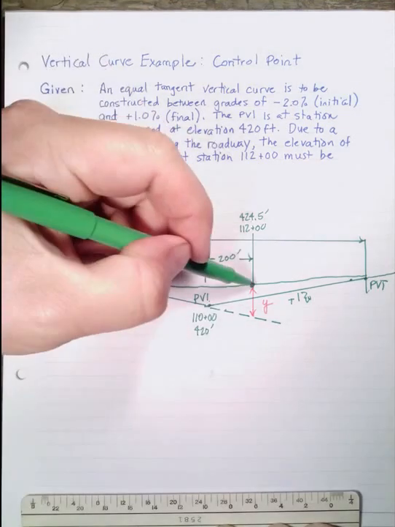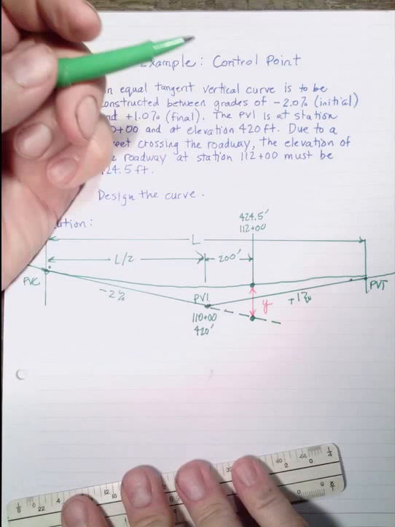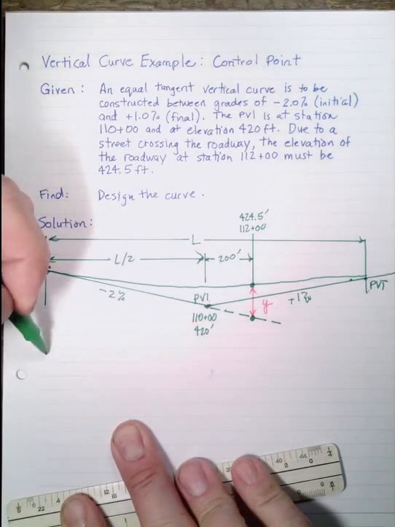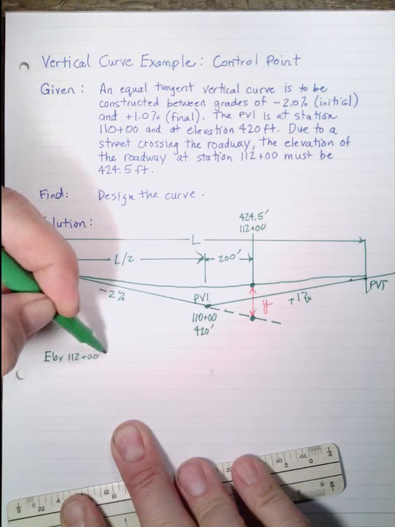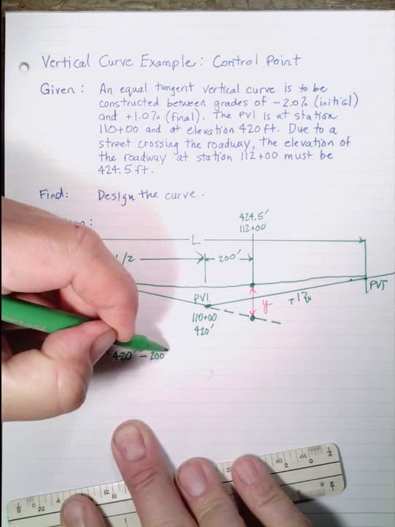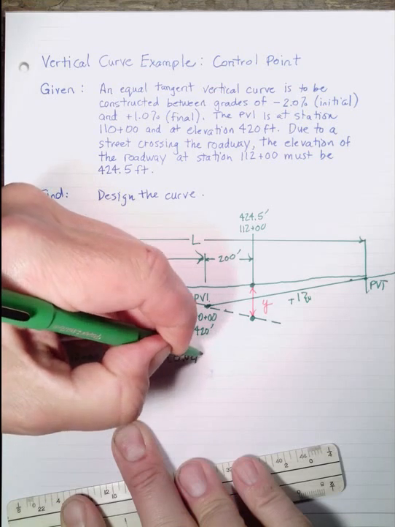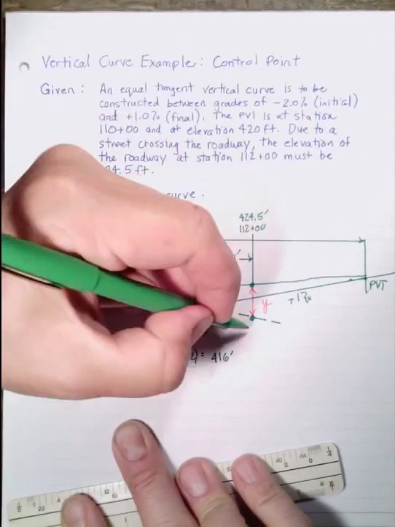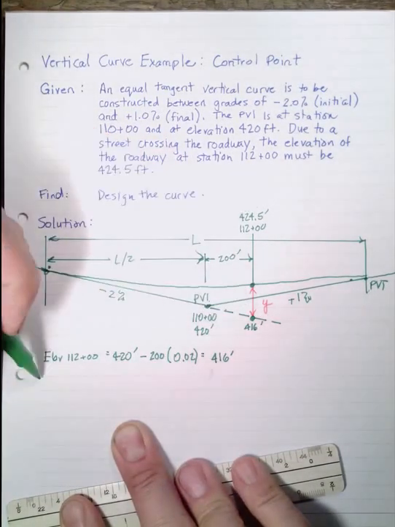So since we know this elevation and we know this elevation, the next thing I want to do is calculate the elevation on the tangent at station 112. So we know the slope, so the elevation at 112 is 420 feet minus 200 feet times 2%, 0.02. So this turns out to be 416 feet. So this is 416.